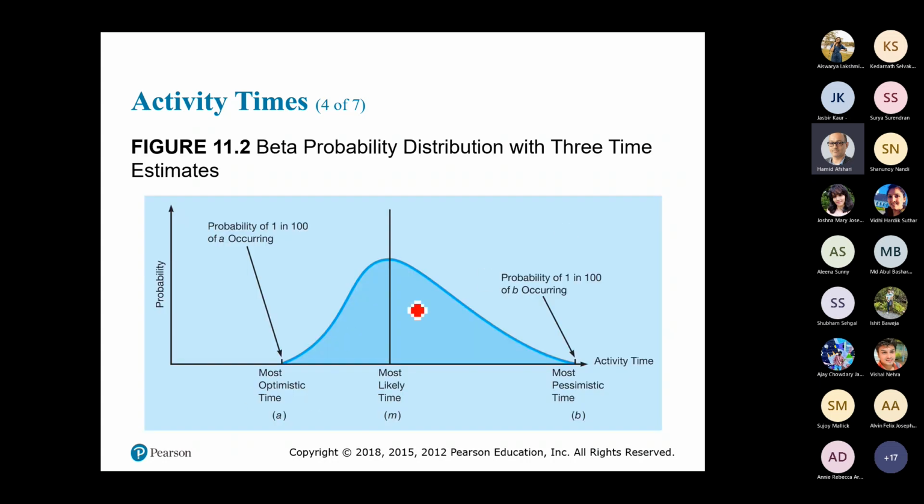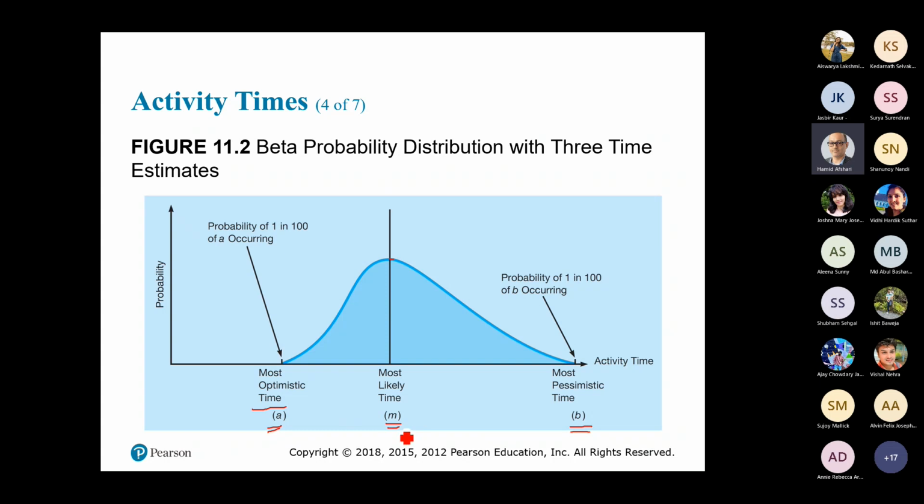So this is the shape of the beta distribution. In the beta distribution, we have the most optimistic time, which we presented as A. We have the most pessimistic time, which we represented as B, so the longest time that the project can be completed, and also the most likely time. This is what you have witnessed in other projects. So this is the most likely time.